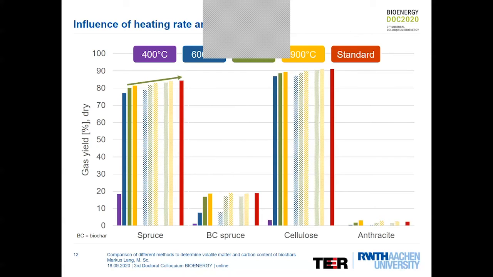The experiment was also done with other materials, in this case with the biochar, cellulose, and anthracite. With cellulose, you can see the same trend as for the spruce wood, as it is one of the main components. But what's interesting is that the biochar and also the anthracite have a different result. There is no influence visible of the stepwise heating. So the resulting gas yield at 900 degrees is always the same. It doesn't matter if you heat it slow or fast.